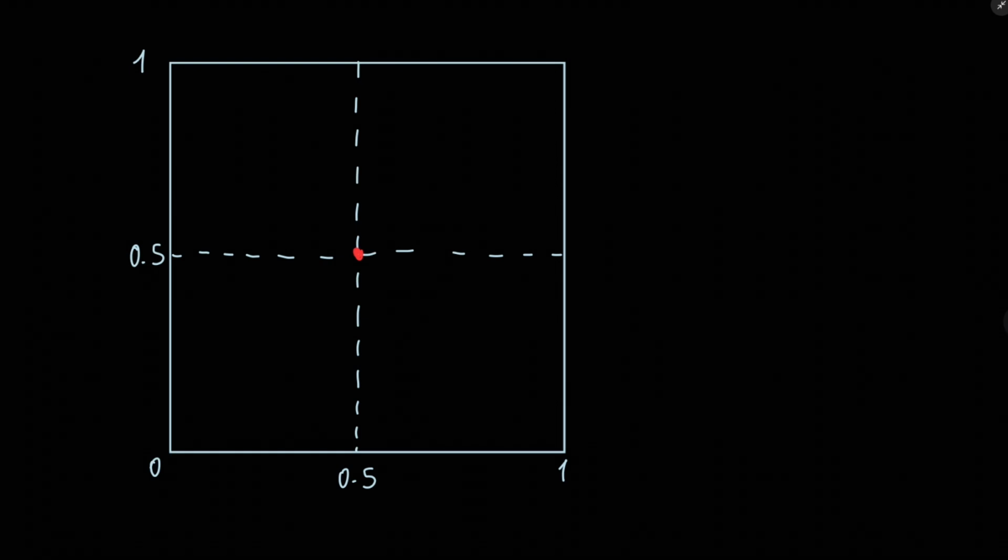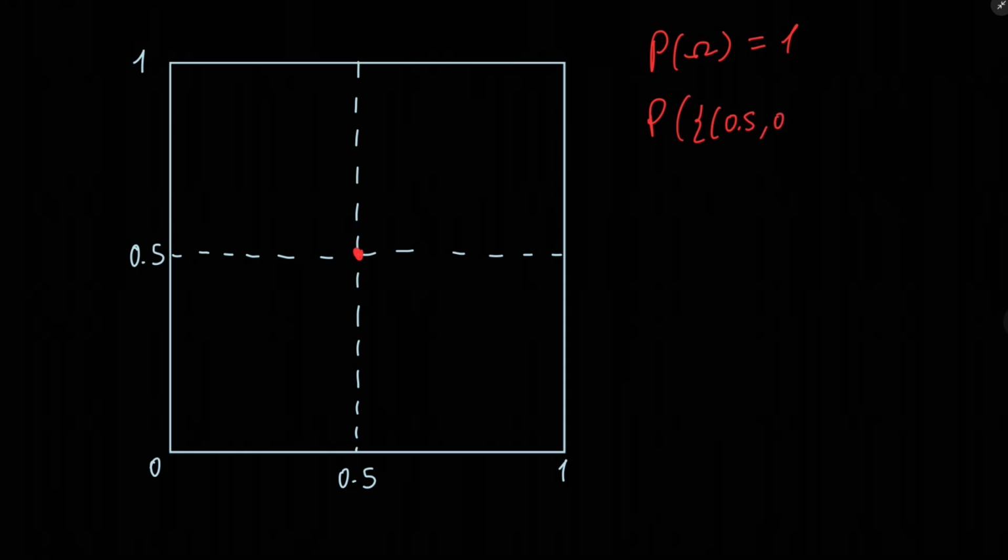If that probability were positive, then every other point in the square would also need a positive probability. But remember, the square has infinitely many points. The total probability would add up to infinity, which is impossible since the probability of the entire sample space needs to be 1. Therefore, the probability of hitting exactly one single point must be 0. So the probability of the single event hitting the point 0.5, 0.5 is 0.